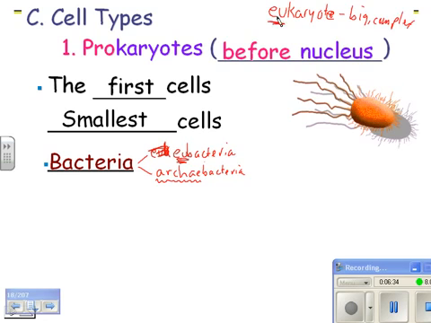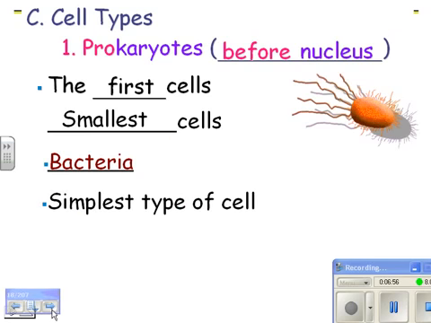Eu means true, so true nucleus. Eu means true, so true bacteria. So this is just the regular old kind of bacteria that we have today. Eubacteria are prokaryotes. That's kind of tough, isn't it? There's the word eu in both this and this. These are the complicated cells. These are the simple cells, which are prokaryotic.